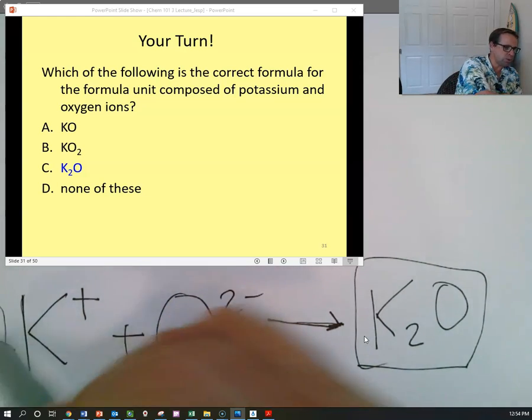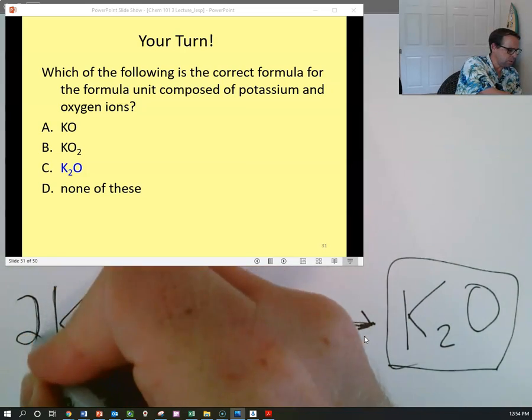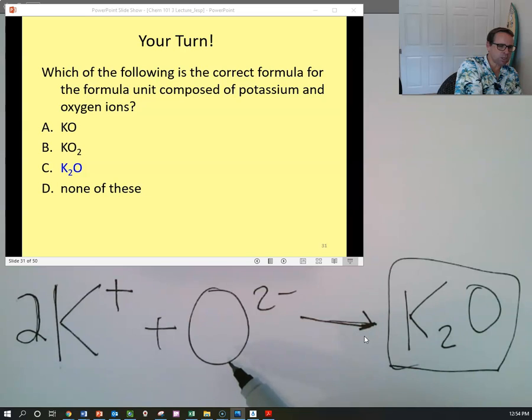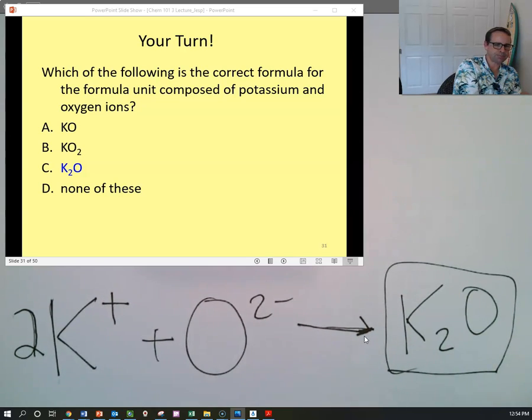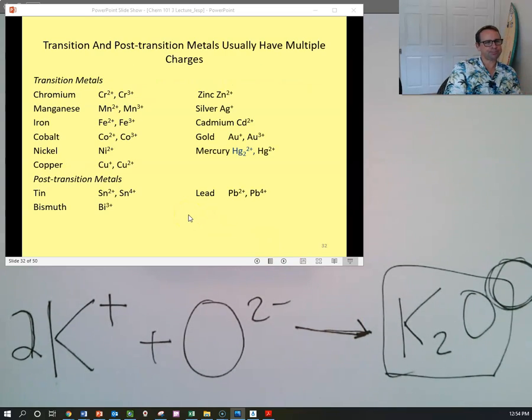I should put a 2 here, right? There were 2 potassium ions that came together with 1 oxygen ion. But because those charges canceled out, the result is no charge on that compound. Okay. So if there was a charge, it would show up right there, right? But there's no charge. Okay, very good. That's right.